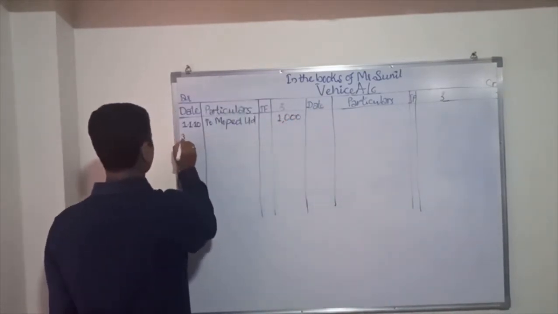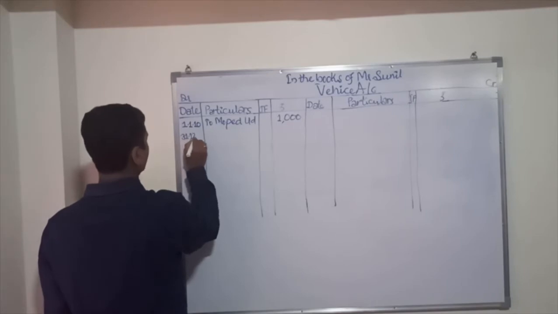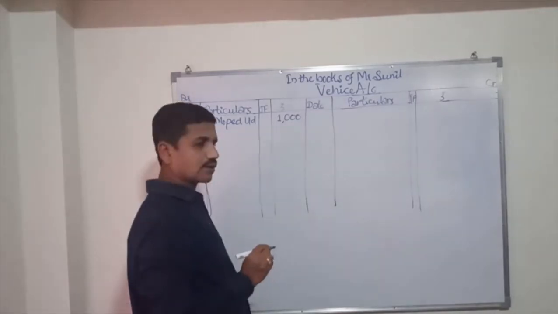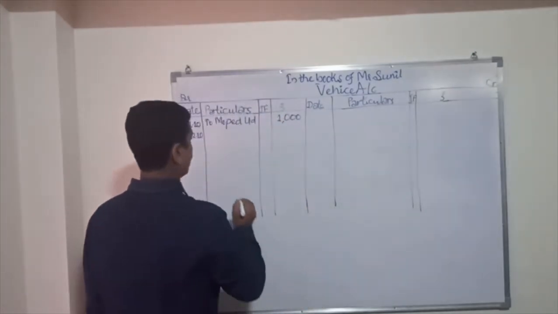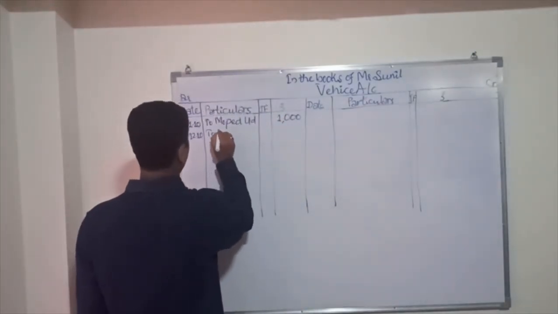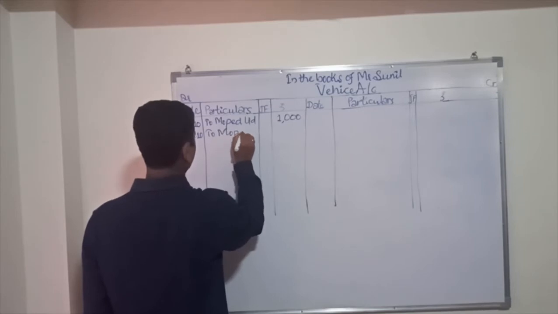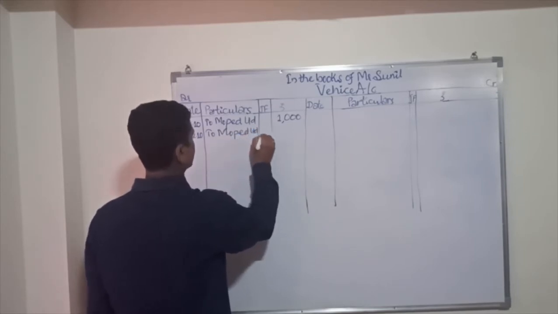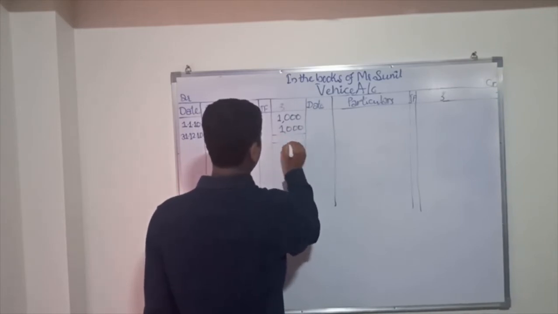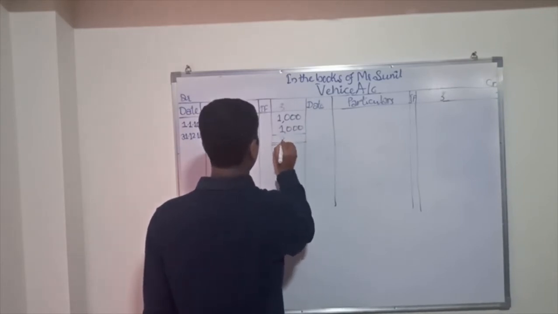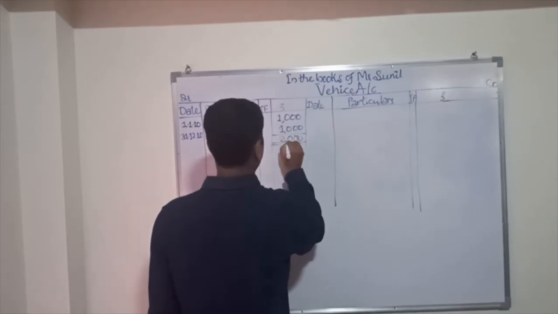Then the first installment becomes due on 31/12/2010, then it will be vehicle account debit, interest account debit to Moped Limited. So we should take only the principal part here, that's all. So now let's do the balancing here. So 2000 rupees.